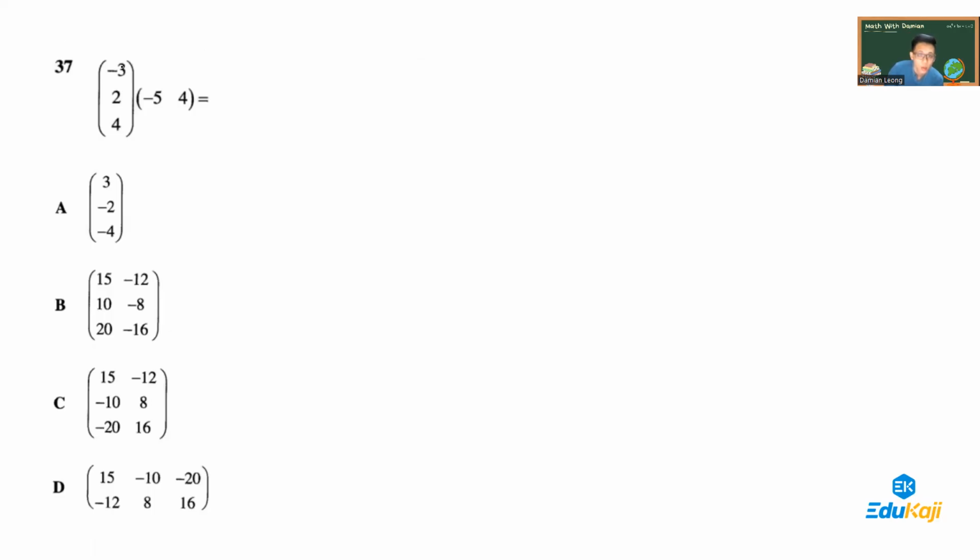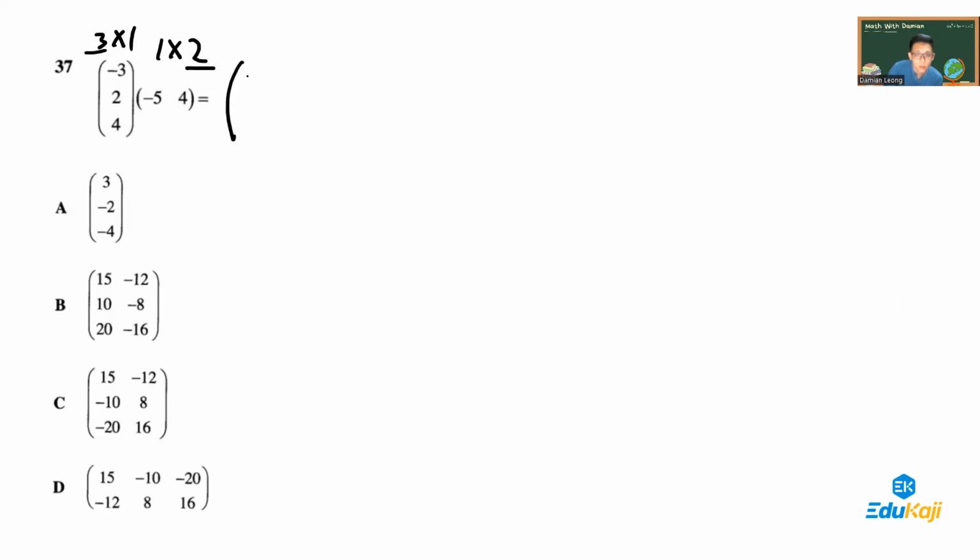37 here is just multiplying the matrix. So first one follow row, second one follow column. This is a 3 rows by 1 column. This is 1 row by 2 columns. So it will end up as a 3 by 2 matrix, 3 rows, 2 columns.